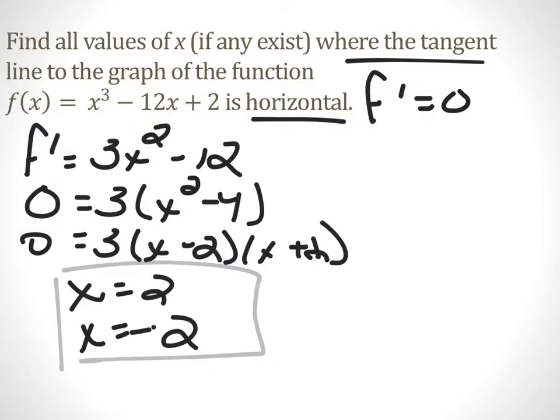And so the key to these is to take the derivative and set it equal to whatever value they're giving you a clue for. Here, when it says horizontal, you set it equal to 0.